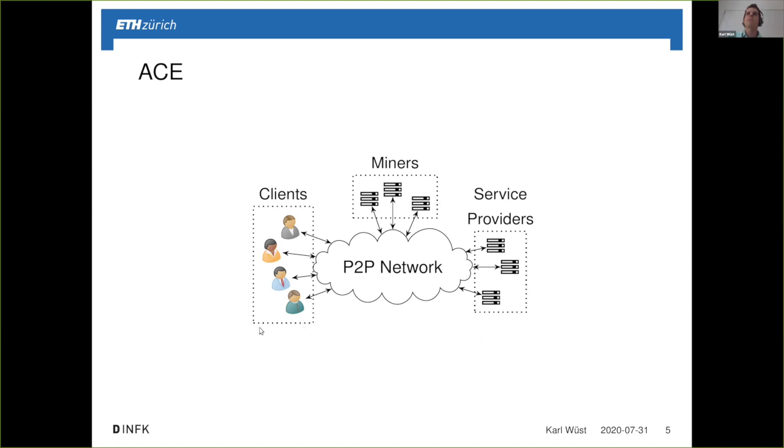We have some clients that can act as clients of a contract or also as contract creators. We have miners that are responsible for the blockchain consensus, and we have service providers that can be chosen by contract creators to execute contracts. And they all communicate over a peer-to-peer network, so we don't need any additional communication. This all goes through the peer-to-peer network.